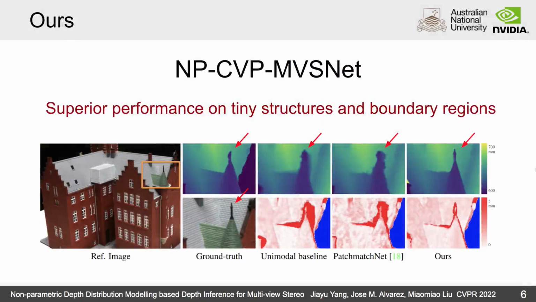To address this problem, we propose the NP-CVP-MVSNet, a cost-volume MVS network based on non-parametric depth distribution modeling and sparse cost aggregation. Our network can achieve superior performance on tiny objects and boundary regions.